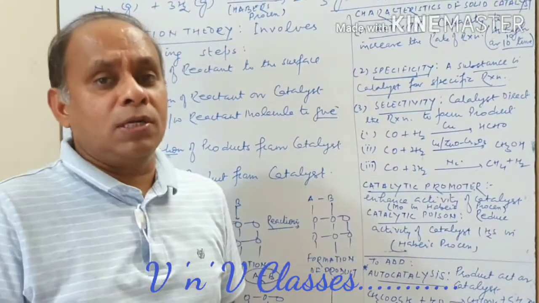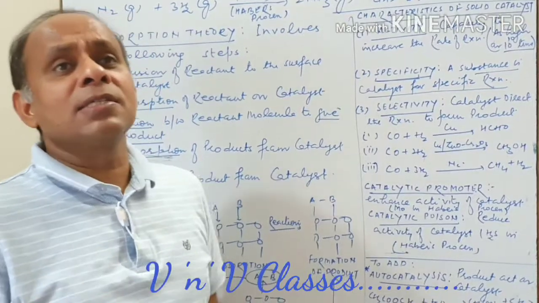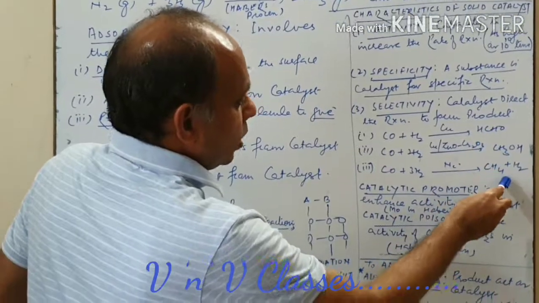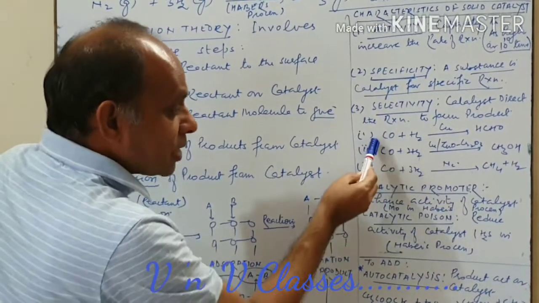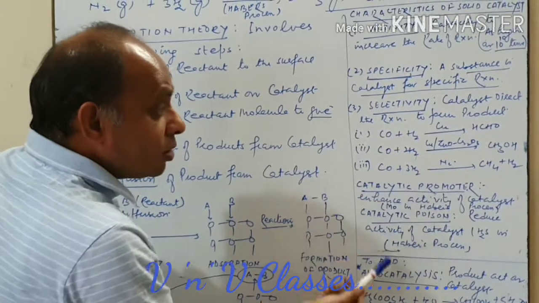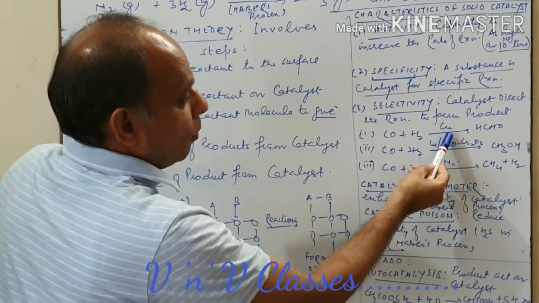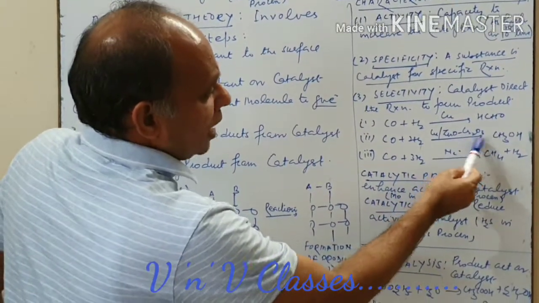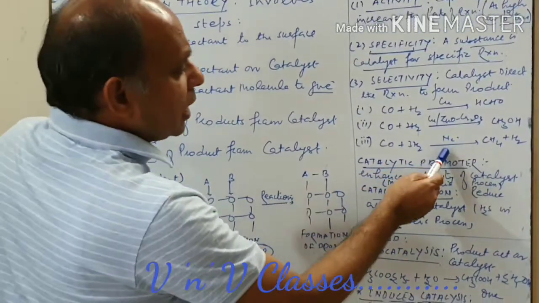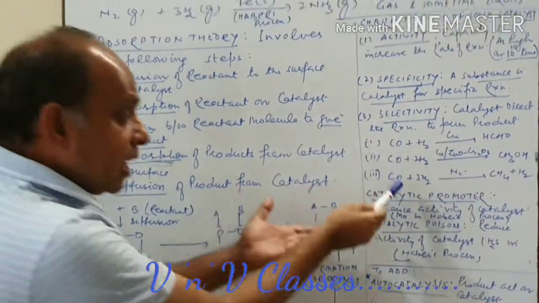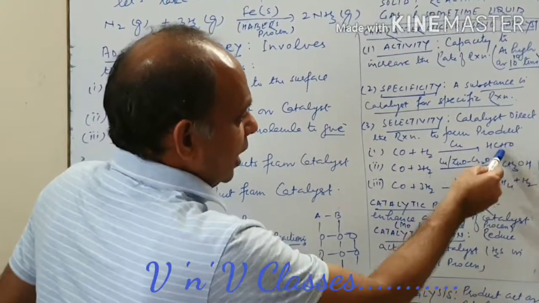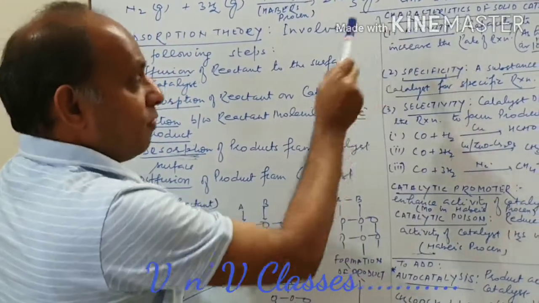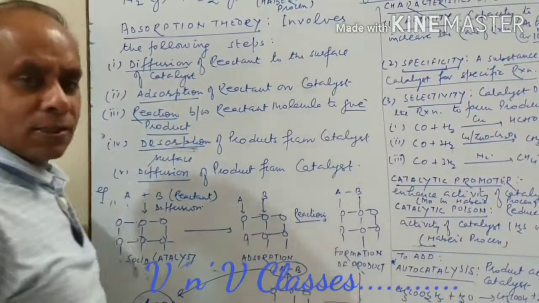What is selected? Product. Who is selecting the product? Catalyst is selecting the product. With the same reactant, different catalysts are giving different products. You see, the reactants are CO, carbon monoxide, and hydrogen in all these 3 cases. But when we use copper, we got formaldehyde. When we use copper zinc oxide with chromium oxide, we got methanol. When we use nickel, we get methane. Same reactant, different catalysts selecting different products. So these are 3 important characteristics of catalyst, especially the solid catalyst.